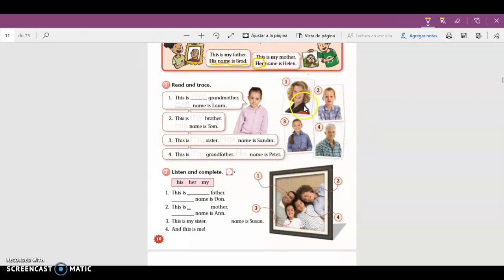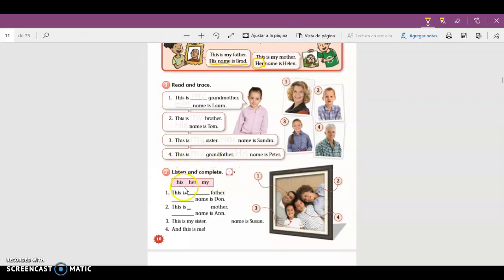So look at the family. Number 1 is Laura, the grandmother. Number 2, the boy. His name is Tom. Number 3 is the girl. Her name is Sandra. Number 4, his name is Peter. Peter is the grandfather. Let's continue with listen and complete.